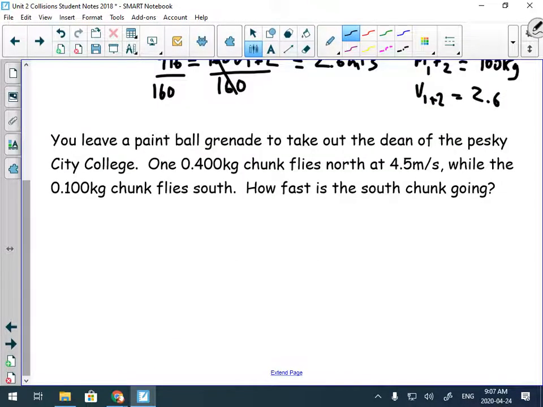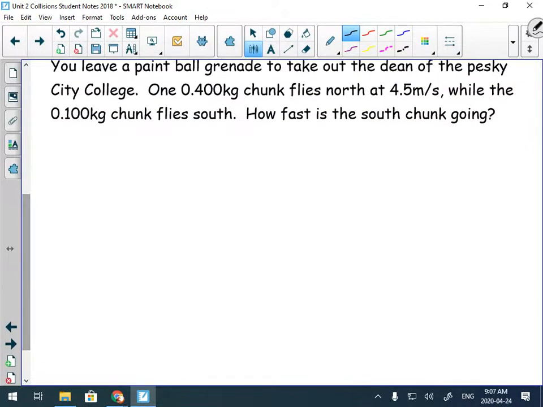All right, second review question. You leave a paintball grenade to take out the dean of the pesky city college. 0.4 gram chunk flies north, and the 0.1 chunk flies south. So this is an explosion. And those of you who watch Community may know this is a Community reference because they always play paintball in Community. Okay, so an explosion, before the explosion, everything is zero because nothing's moving.